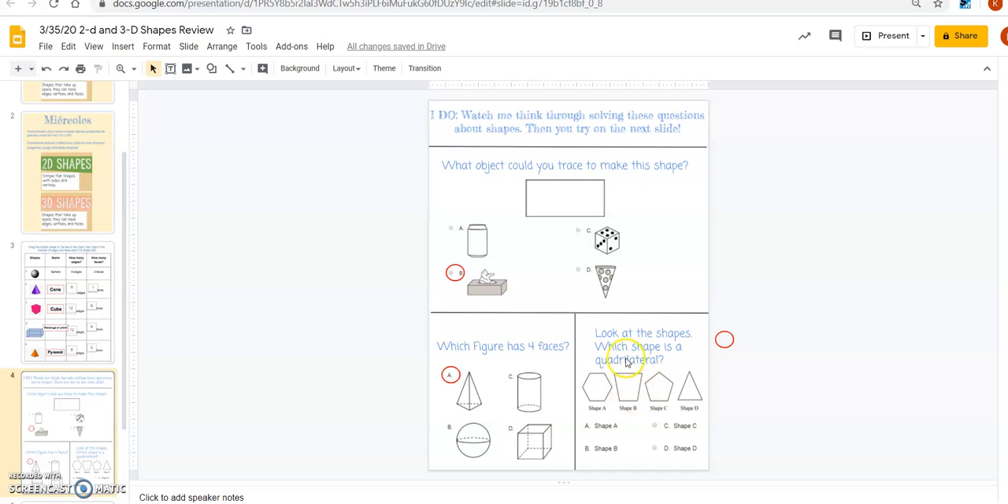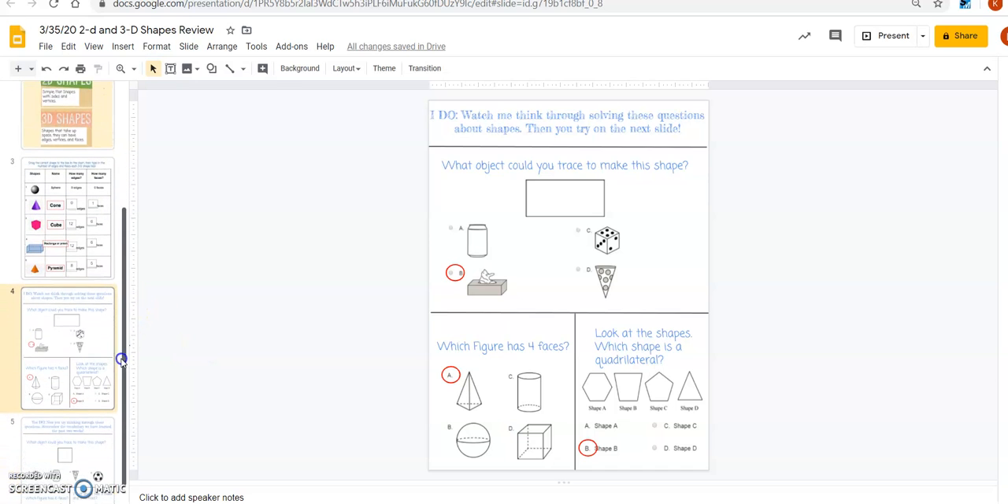1, 2, 3. Oh, it might be shape B. I think that's a trapezoid flipped upside down. 1, 2, 3, 4, 5. Oh, that's a pentagon. That's not a quadrilateral. It doesn't have 4 sides. This one only has 3 sides. So it must be shape B. Drag this guy over here. Cool. Now my answers are complete. I agree with my thinking.